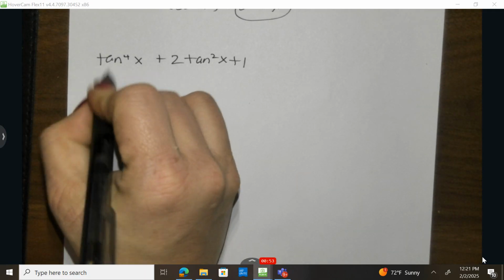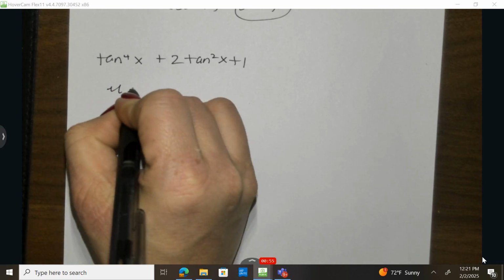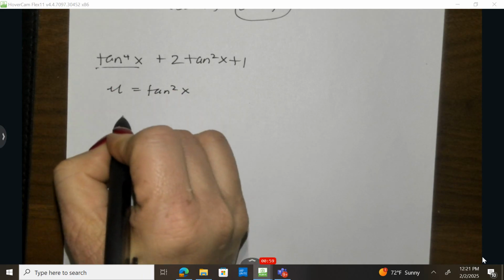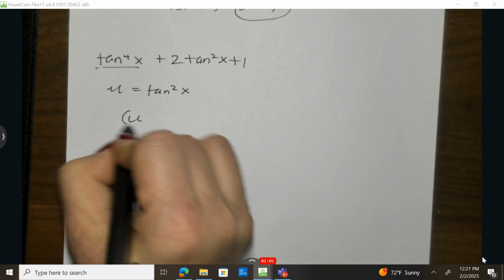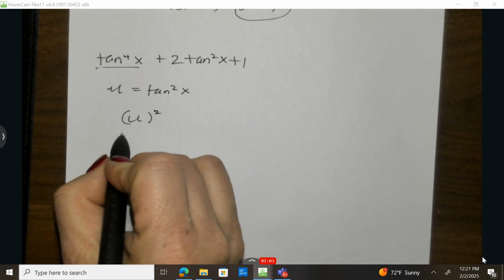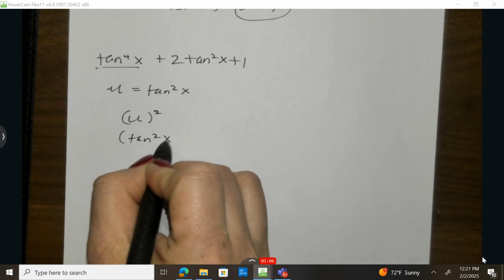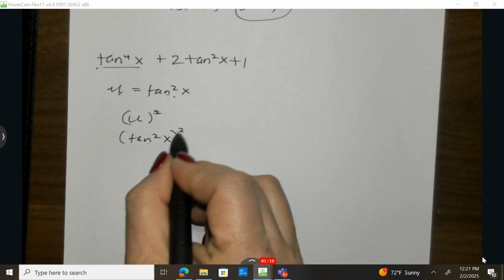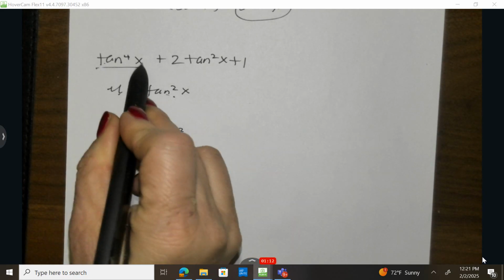Now most students had a little more difficulty understanding how to do number 8. I'm going to use this concept of u substitution. I'm going to say u is equal to tangent squared x. So let me rewrite this. This would be like u squared. Why is that? You may be thinking, I don't understand. Well, I have tangent squared x, that's what u is, and I square it, that's what I have here, I end up with tangent to the 4th.